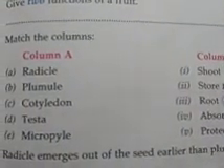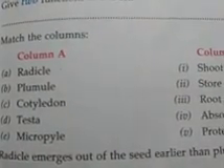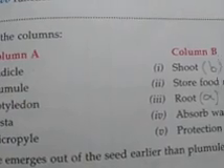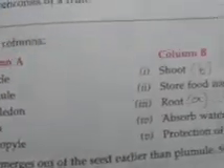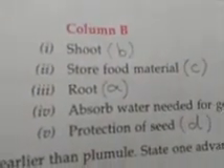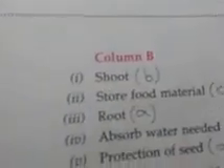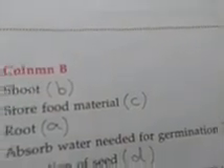Please don't draw lines. Write the correct numbers beside the answers. Radicle, root. Plumule, shoot. Cotyledon, store food material. Testa, protection of seed. Micropyle, absorb water needed for germination.